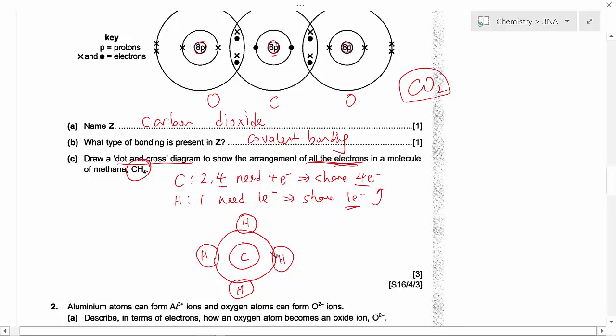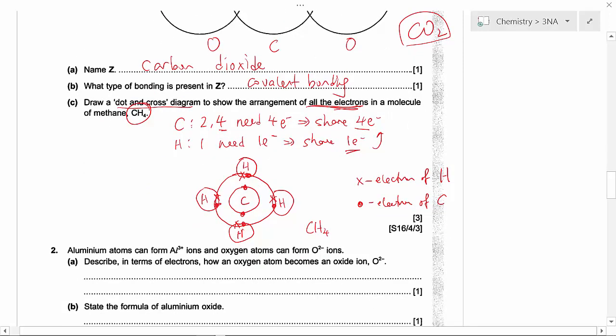So I have hydrogen, carbon, hydrogen, carbon, hydrogen, carbon, hydrogen, and carbon. So the carbon is dot. So inner shell is 2 dots here. Okay. So this is actually CH4. And X is electron of hydrogen. And the dot is electron of C. You can see the inner shell of C has dot. So it's dot is electron of C. So this is the correct dot and cross diagram.